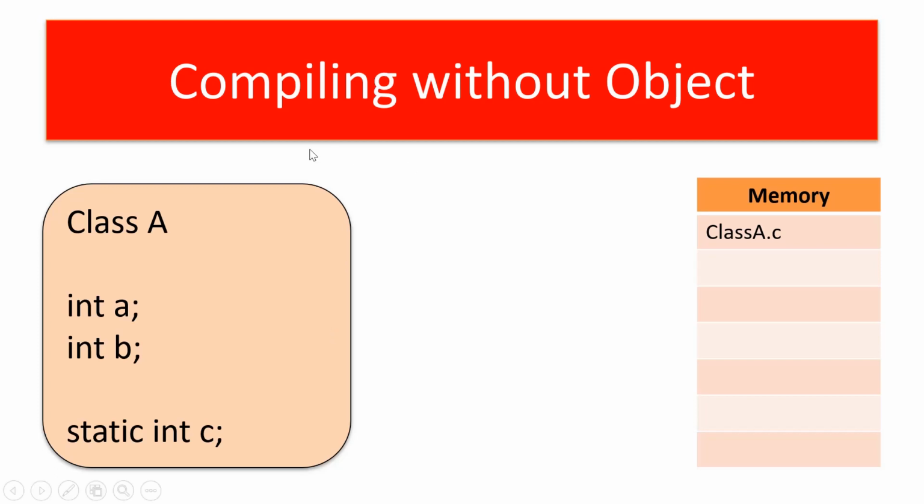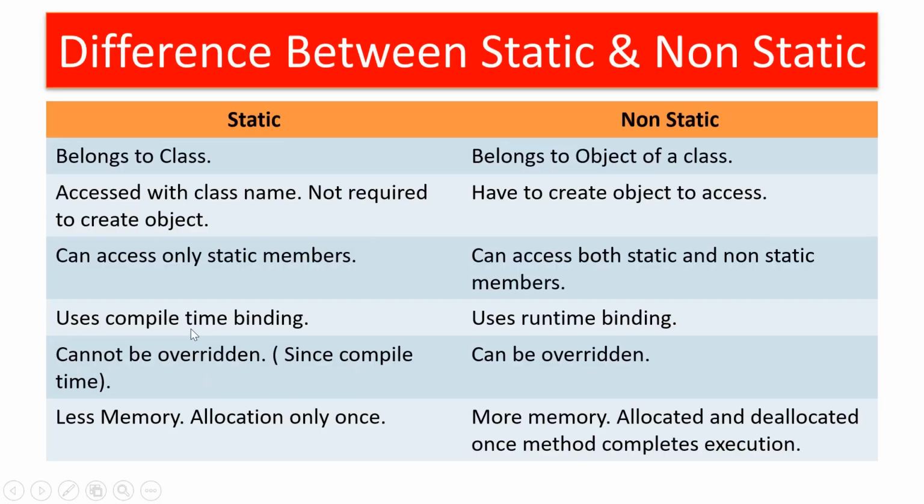Since it is not necessary to create an object for a static variable, this memory will be allocated while compiling itself, and hence it uses compile time binding. The static memory will be bound during compile time, but a non-static variable or method uses runtime binding. Only after creating an object will the non-static members be allocated memory. Object creation can happen only during runtime, right?